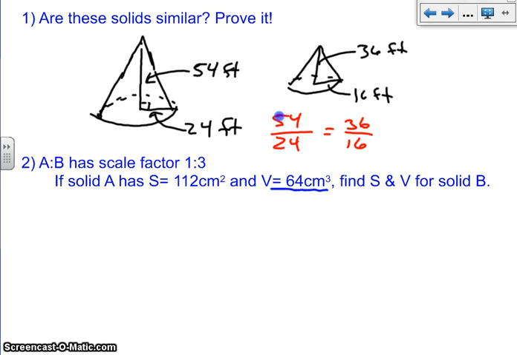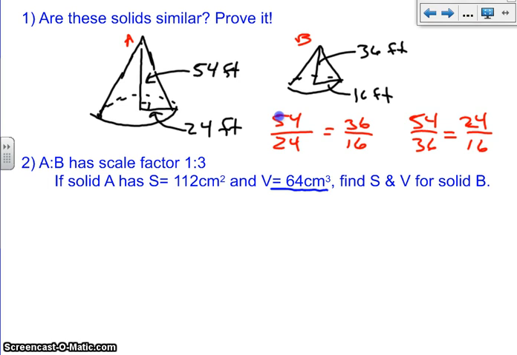Who set this up differently? Faith, what do you have? I took 54 over 36 equals 24 over 16. And who else has that one? A bunch of people. So that is comparing, if I call this figure A and this little one B, figure A over B in heights equals figure A over B in radius, right? And so are these ratios all true? Does 54 over 24 equal 36 over 16? Brayden, did you test it? And is it true? Yeah. Good. And so we could just simplify it, right?